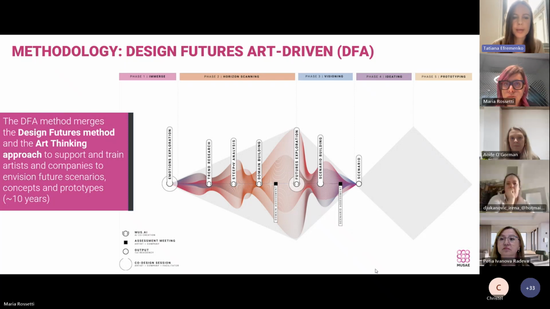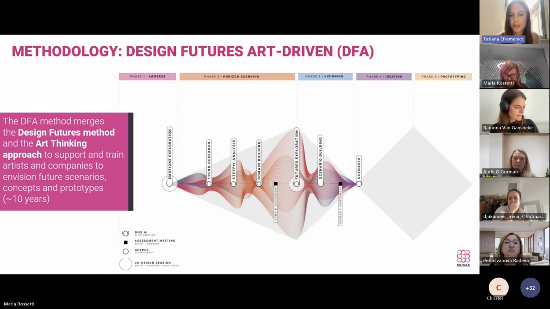So here, as you can see, we have developed the first part of the method, which consists of 3 phases: immersing, horizon scanning, and visioning, where the artists went through different activities in the first residency in order to construct the future scenarios, which you can see here as the final output. The gray square is the second part of the method, which will be implemented during the second residency. It's not publicly released yet because it still has to be tested, improved and refined. And by the end of the project, we will receive the full package of the DFA method. Next slide, please.